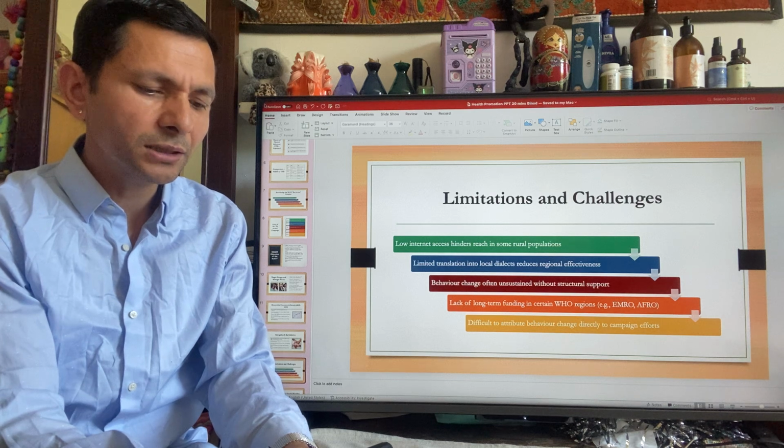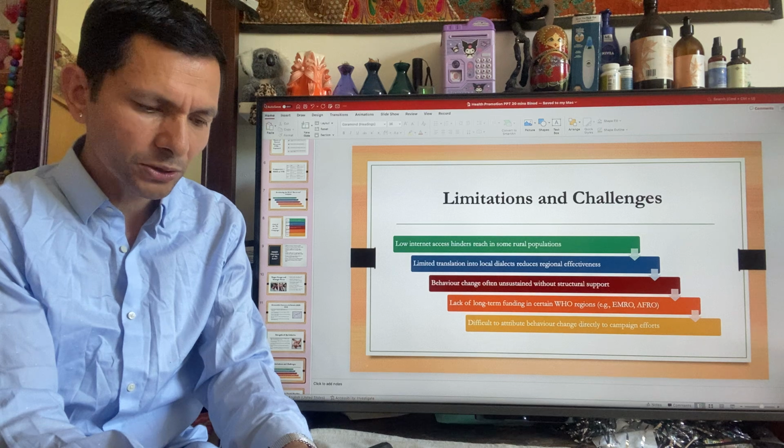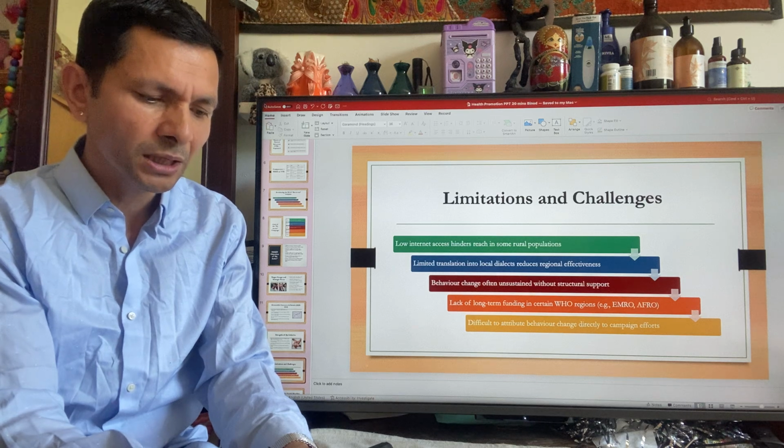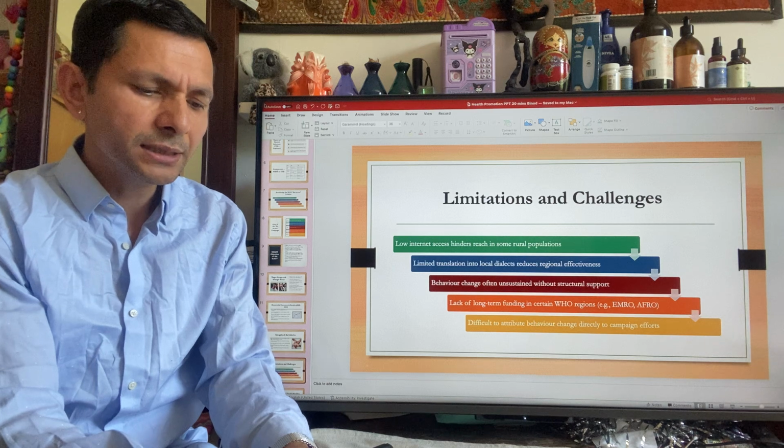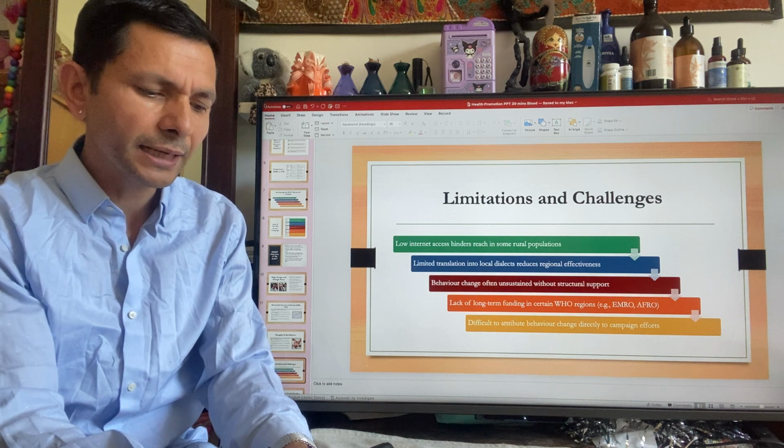Funding is another issue, especially in WHO's Eastern Mediterranean and African regions, where long-term investment is lacking. Lastly, it's hard to directly attribute behavior change to the campaign alone due to the influence of other overlapping factors.